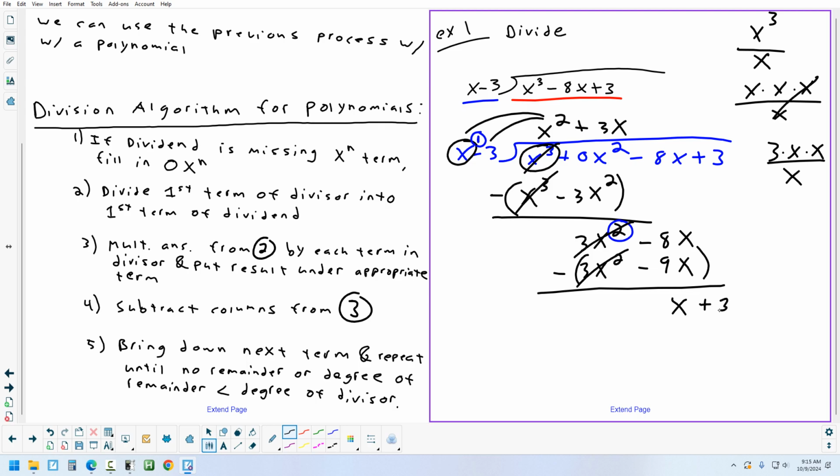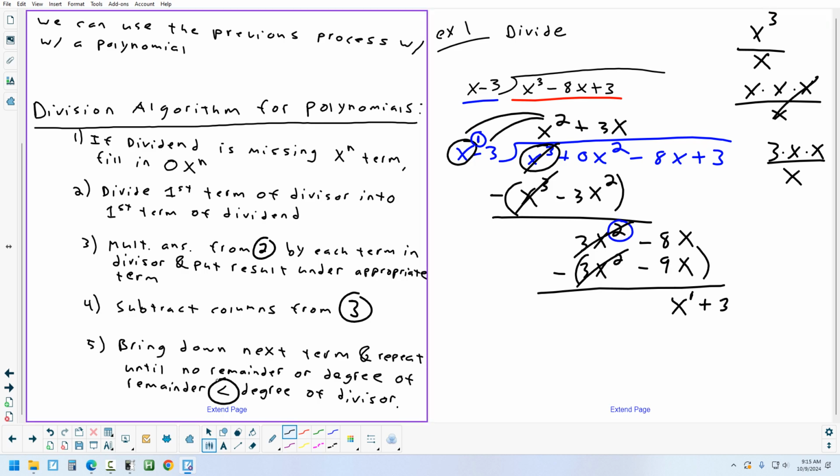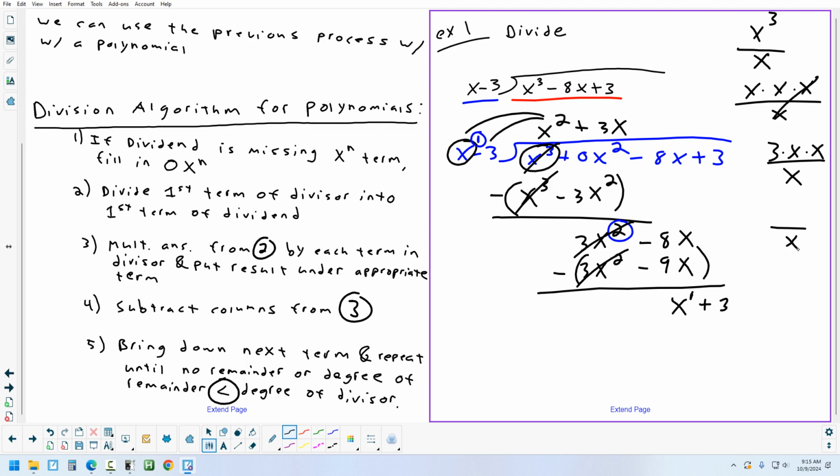And what's the exponent of my x now on the inside? That's a 1. What's the exponent of the x on the outside? A 1. So now they're equal. We have to keep going until it's smaller. Okay, so this is our last time. All right, so you're going to take x on the outside and divide it into the x on the inside. And what do you get? 1.